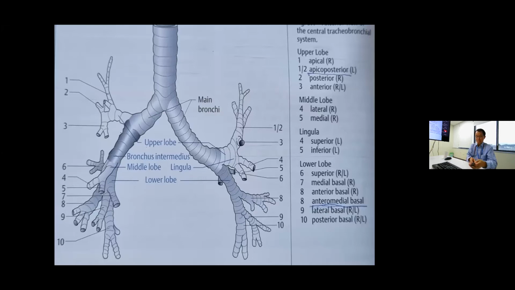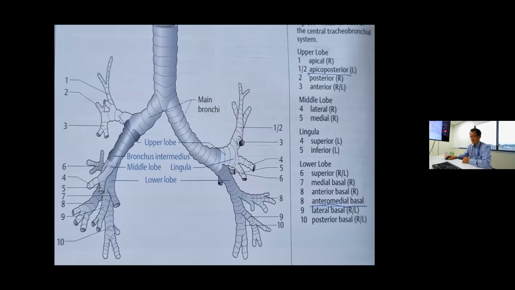Okay, you know that there are 10 segments on the right side, 8 on the left side, because on the left, apical posterior is 1 segment, and anteromedial basal segment is 1. So you have to memorize that.